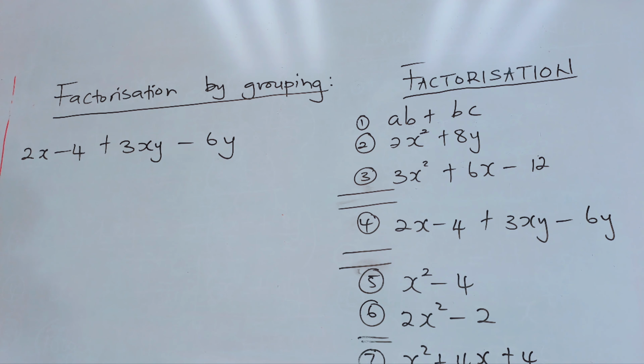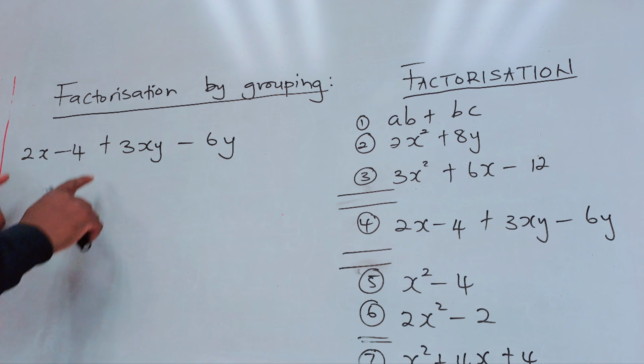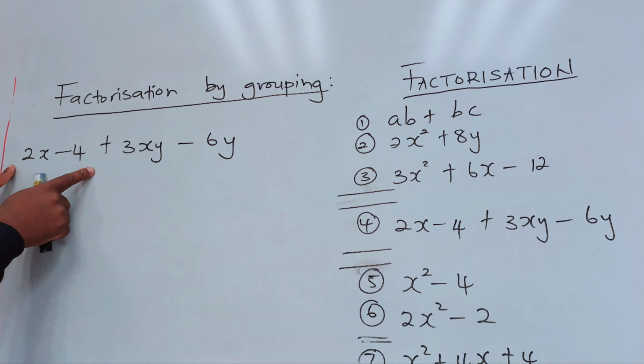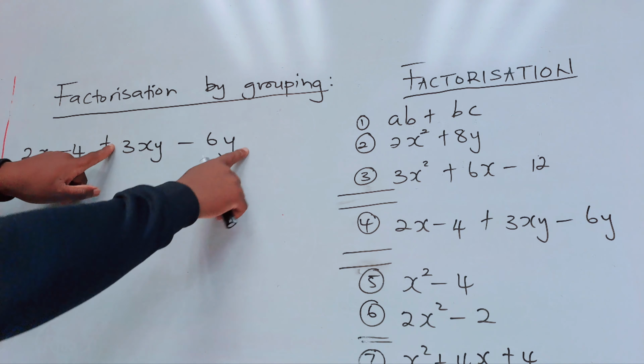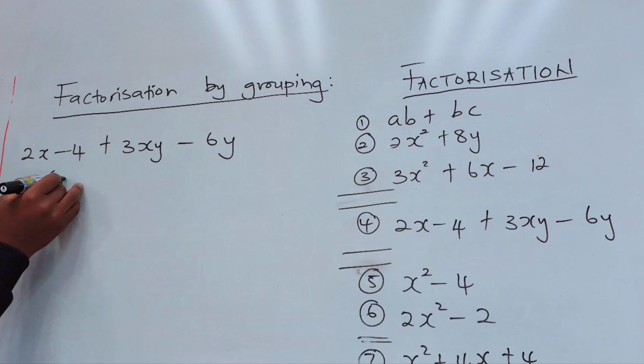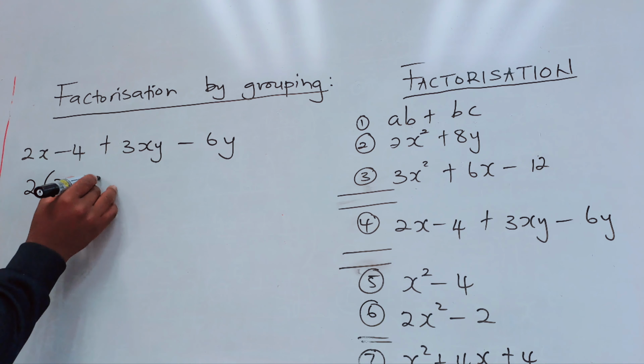Factorization by grouping. In this case, you group your terms into 2, 2. Here I have 4 terms, so I'll group into 2 pairs. First pair, second pair. So I factorize this one by taking out a common factor. Then I factorize another group by taking out a common factor. So the first pair, the common factor is 2. And I'm taking out 2. So 2 divided by 2 becomes 1. So we have x minus 4 divided by 2, it's a 2.